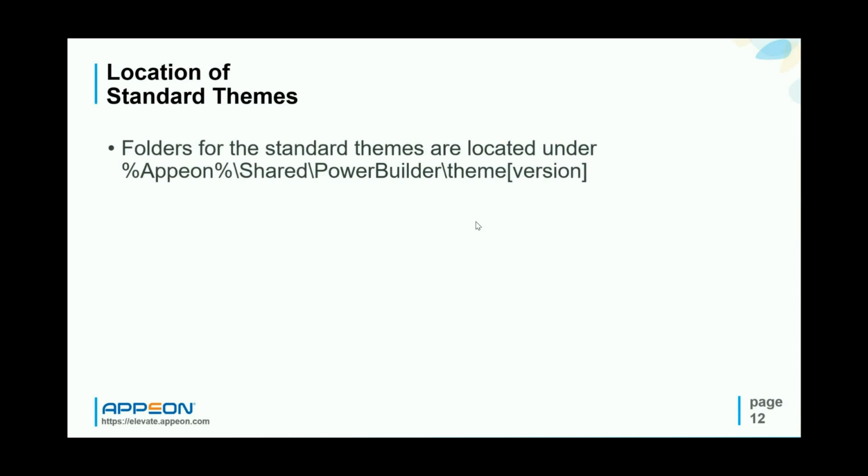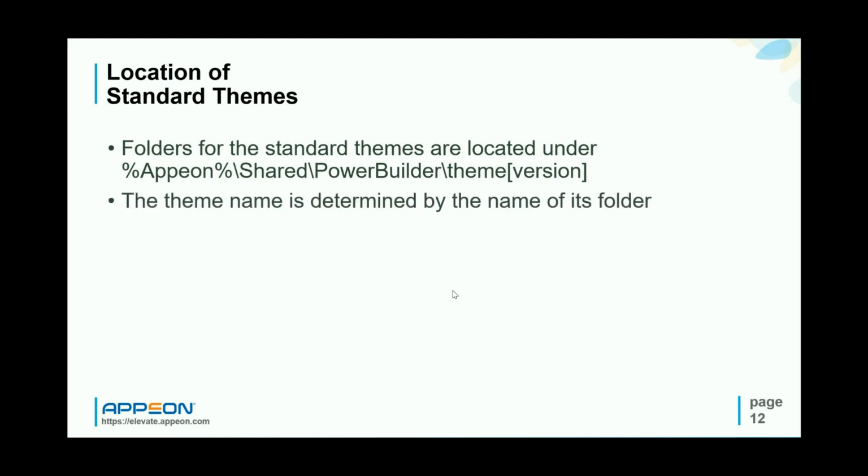Okay, the location of the standard themes. Themes are in the Appeon program files folder under shared PowerBuilder and theme version, where version is the version number. So right now it's theme 190. I can take a quick peek at that.